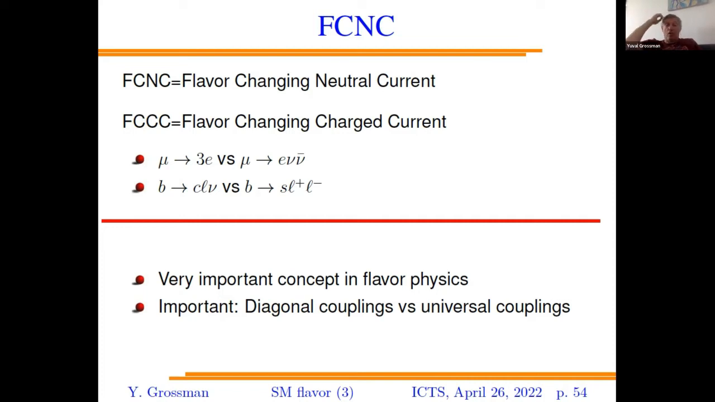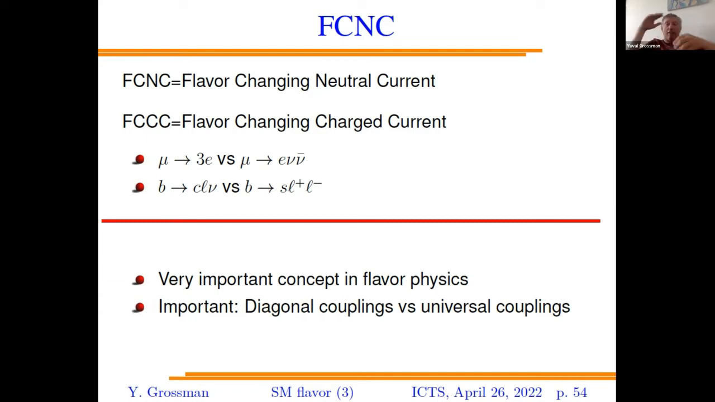Okay? The flavor changing neutral current is a very important concept in flavor physics. I would say that the whole story about flavor changing neutral currents is what helps us to actually understand the standard model. Okay? And understanding flavor changing neutral currents is a very important part of all these concepts of flavor physics.